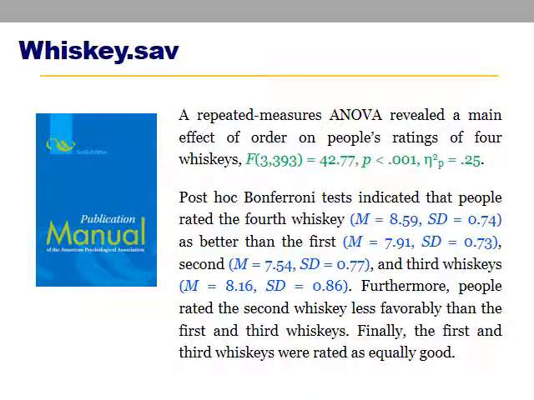That first sentence establishes that the fourth whiskey was rated as better than all three of the others, and it also includes the means and standard deviations for each of the four whiskeys. Remember that once we report those means once, we don't have to keep reporting them every time we refer to that whiskey again. The second sentence establishes that the second whiskey was people's least favorite. Our post hoc test showed that people rated the second whiskey less favorably than the first and the third. Finally, our last sentence explains that the first whiskey and the third whiskey were rated as equally good.